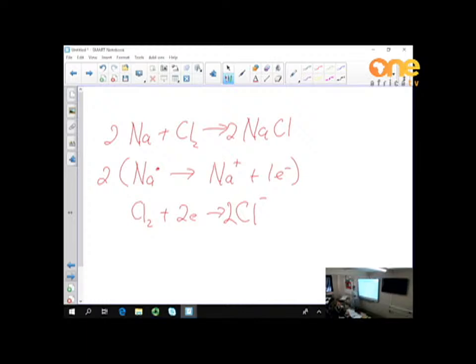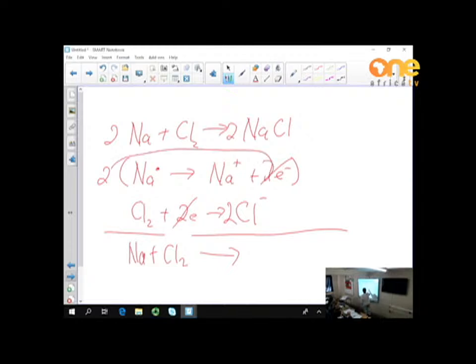2 chloride ions. All right. And then they go and write the equation. They go and say sodium plus chlorine. Sodium plus chlorine plus Cl2, like that. Here we can cancel the electrons, because we actually have 2.